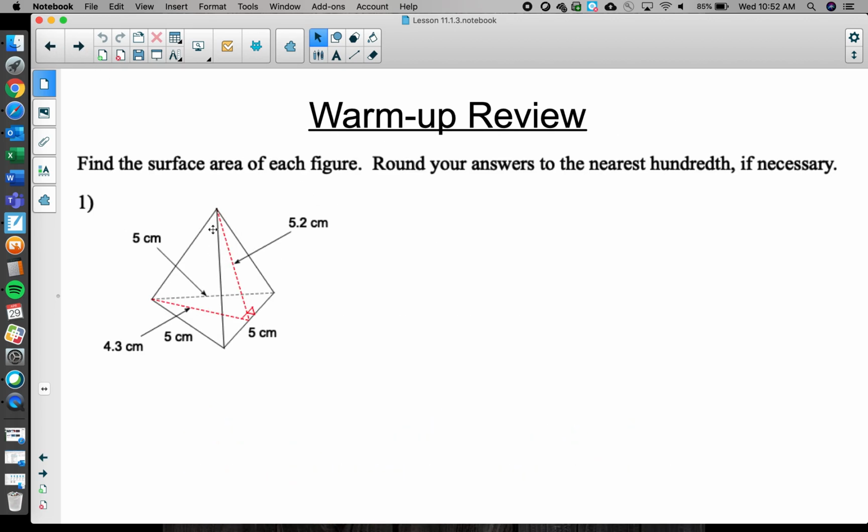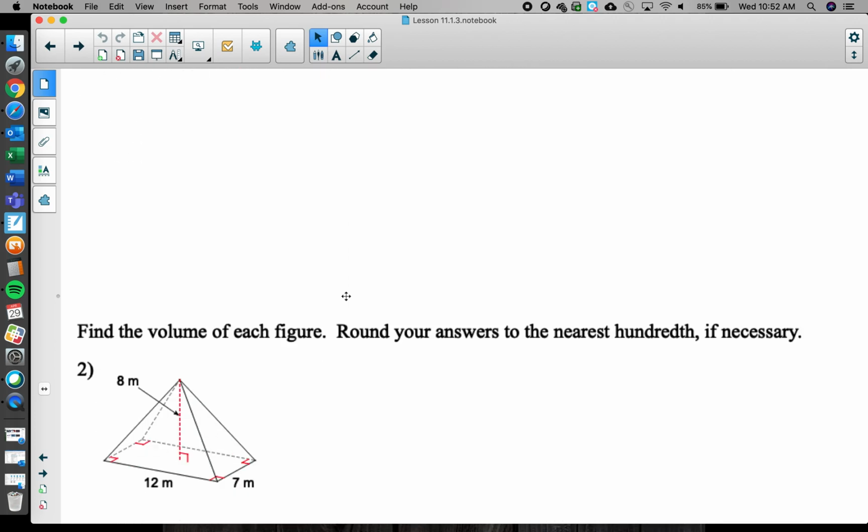You're finding just the surface area of this first one. So make sure you find the area of each one of these triangular parts and add up the four triangles. You've got the base and then three triangular sides. So make sure you're looking at that.